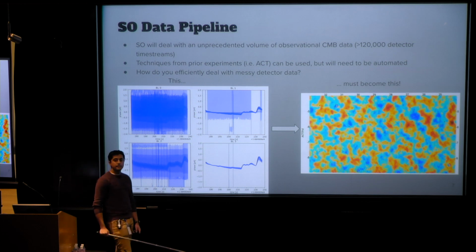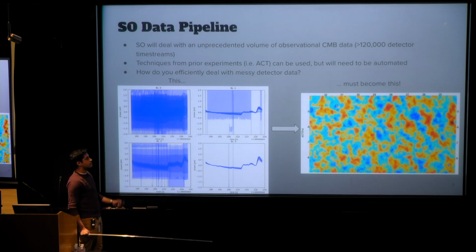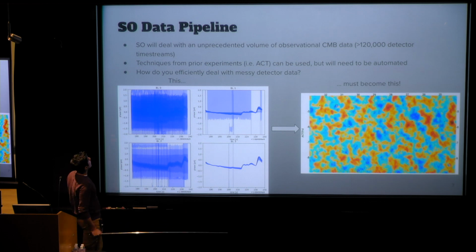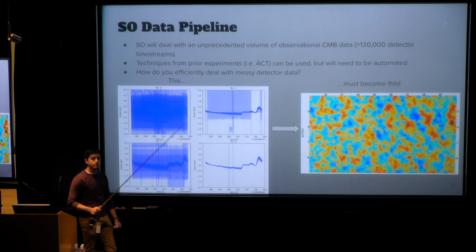And while many of the techniques that we use in ACT for cleaning data will be relevant here, we can't do what ACT did. ACT obviously spent a lot of time looking at things by hand. We have to automate it. There are just 120,000 time streams, and it's impossible for humans to look through them unless we hire a bunch of undergrads. So the point of the SO data pipeline is to automate all of that and make sure it's done effectively and efficiently.